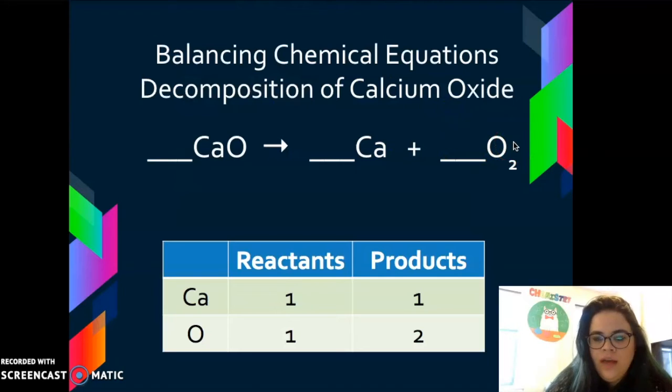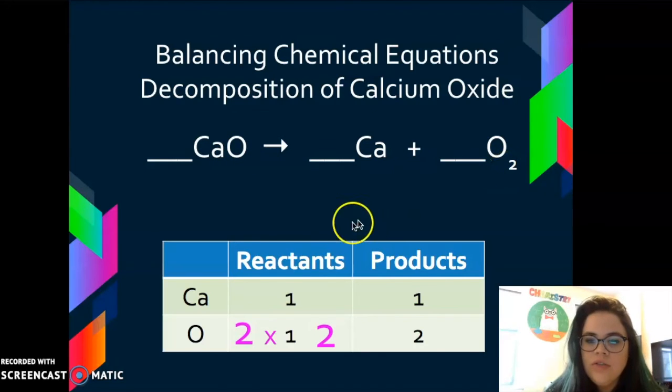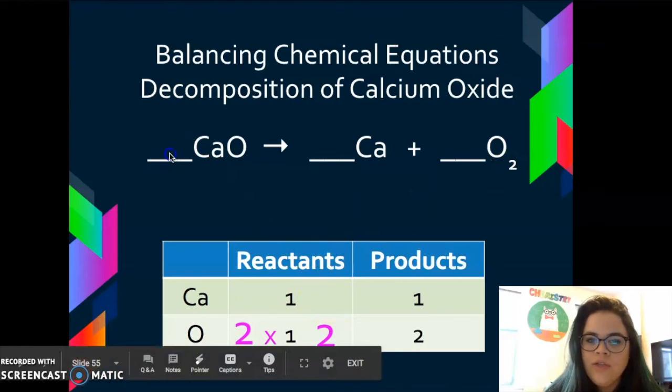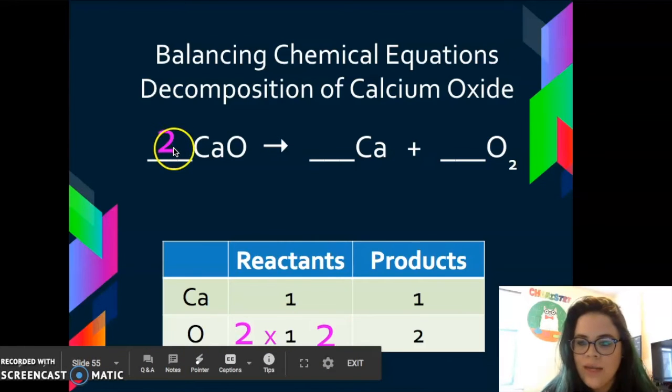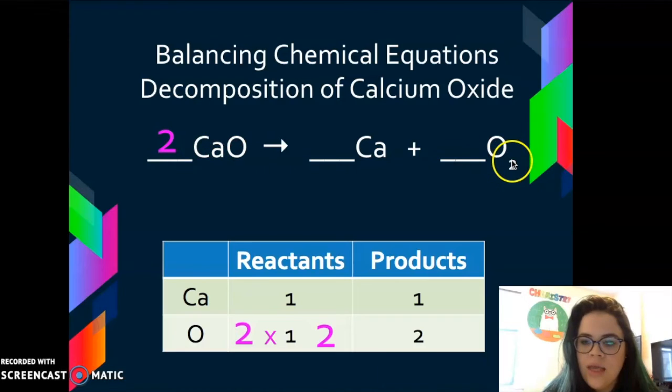So, decomposition of calcium oxide, very similar. I have calcium oxide plus... 2 minus 2 gives me a 1-to-1 ratio: 1 calcium because it's not diatomic, and 1 oxygen that is diatomic. Looking at this, we have an error. I have 1 oxygen and 2 oxygens at the end. So as you can see down here, I've already multiplied by 2, and I'm going to put that 2 here at the beginning. That gives me 2 oxygens to match my 2 oxygens at the end.